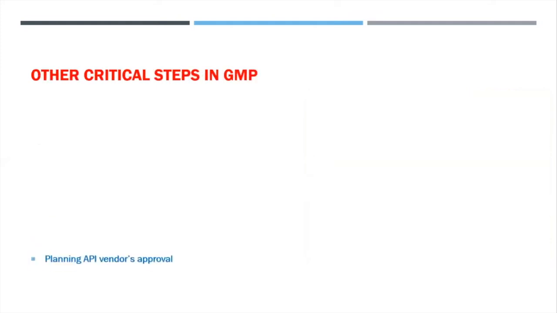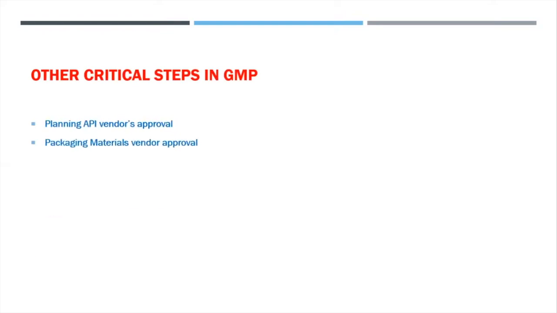Other critical steps in GMP are planning, API vendor approval. We already talked about it. Packaging materials vendor approval. Similarly to API, we do that for packaging material as well, because packaging material makes a lot of contribution to saving the quality of the product. If it is light sensitive, then how are you going to save it? So you're going to pack it in aluminum foil or an amber bottle, whatever it is.